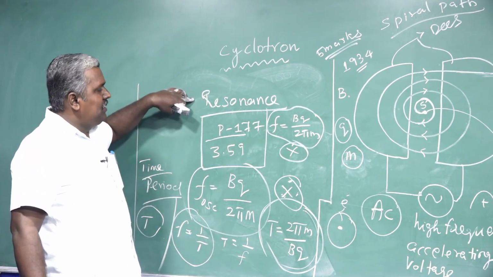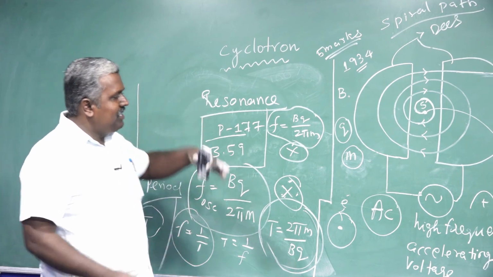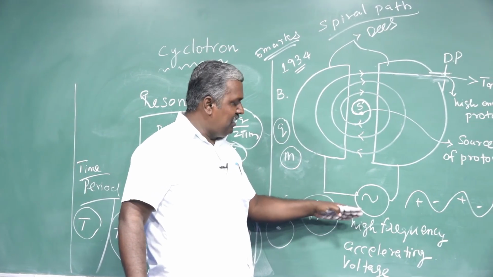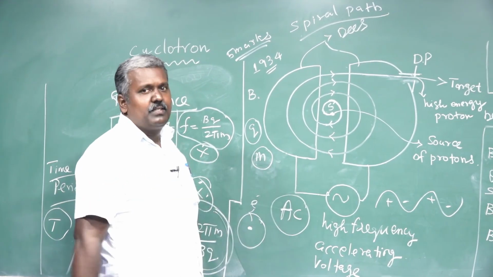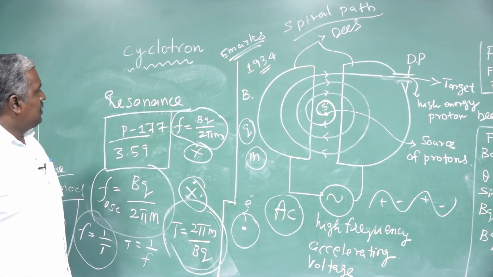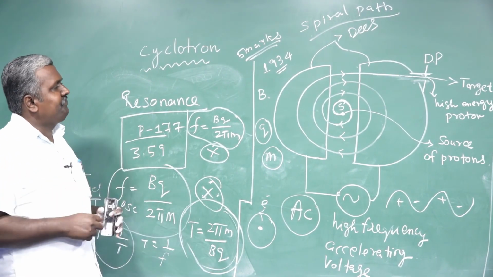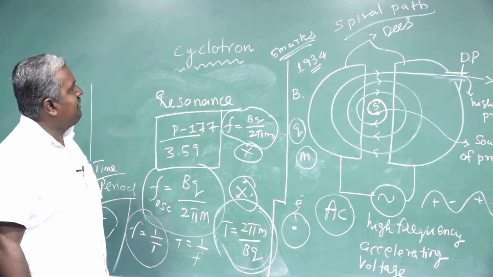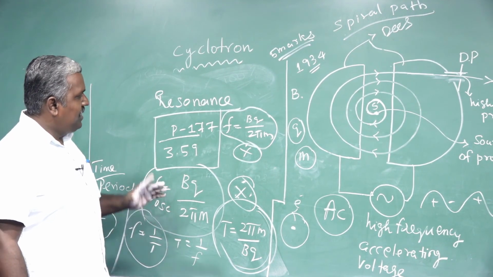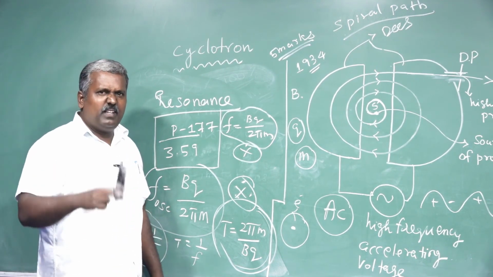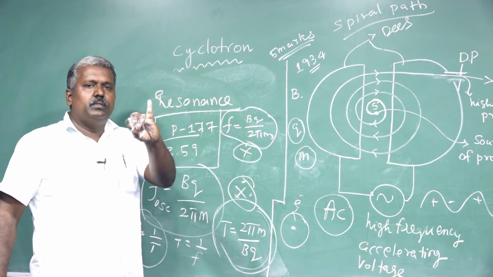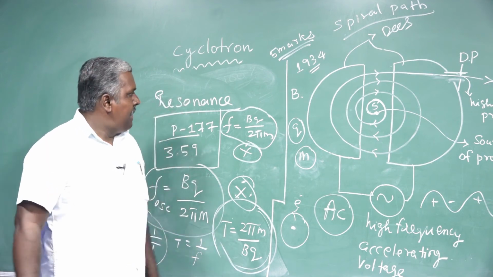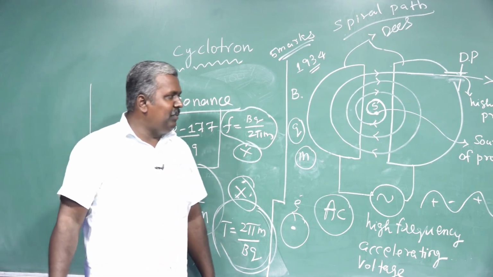Clear about resonance? The frequency of the particle is equal to the constant frequency of the electrical oscillator. Now resonance occurs in the cyclotron. Resonance means matching, frequency matching. Clear? Any doubt? Okay. What is the final step? Remember, there are 5 steps now: use, principle, construction and working. The last one? Yes, limitations.